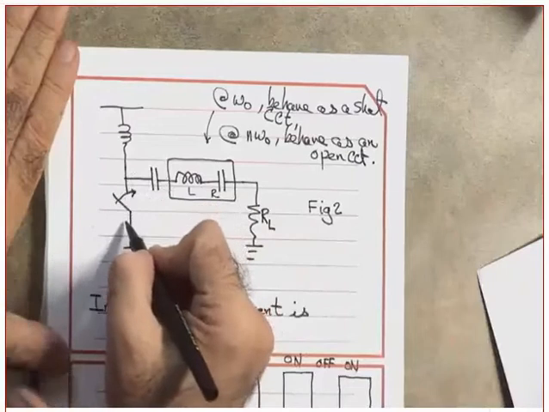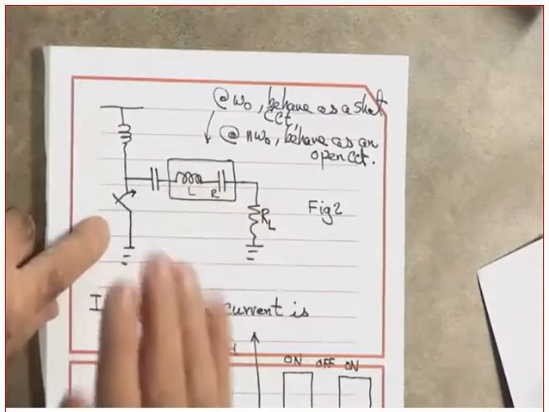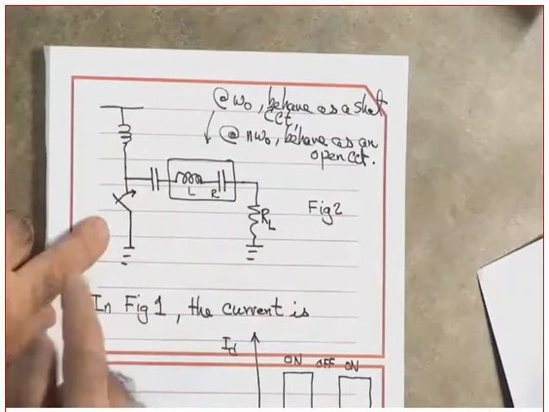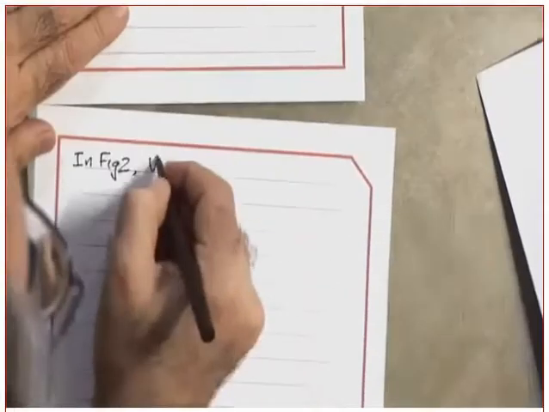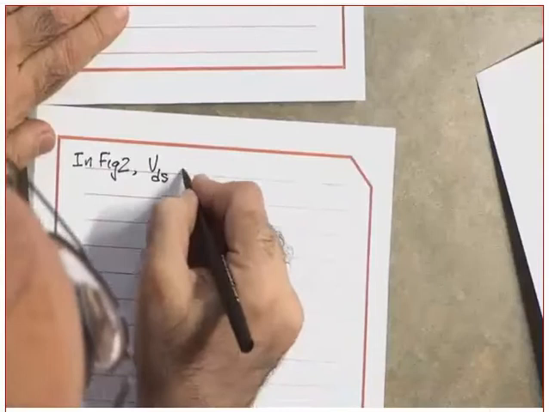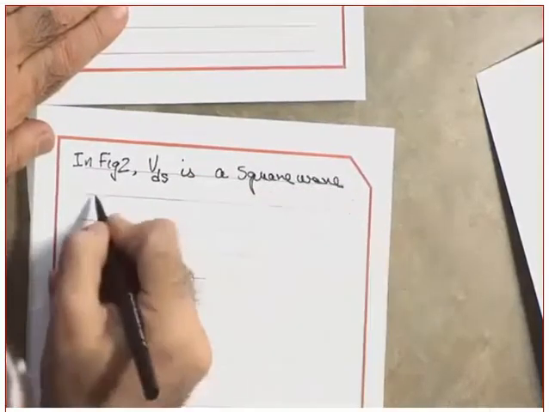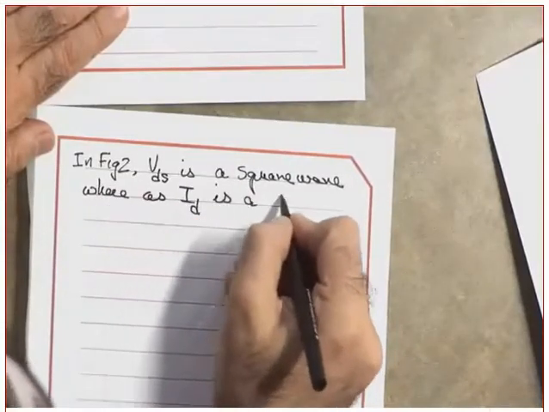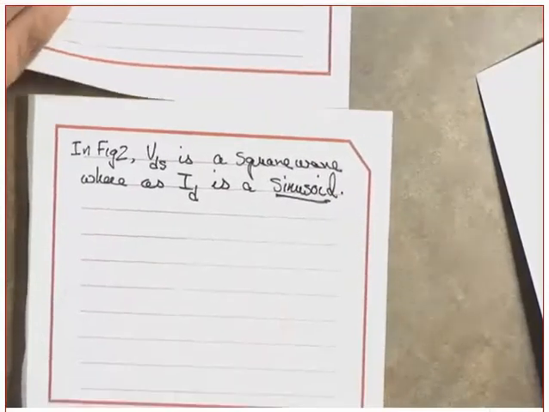So what do you see? What kind of current do you see here? You get a sine wave. Do you understand or not? In here, which one is the square wave? The voltage. Which one is the sine wave? The current. So in here, in figure 2, VDS is a square wave, whereas ID is a sinusoid.